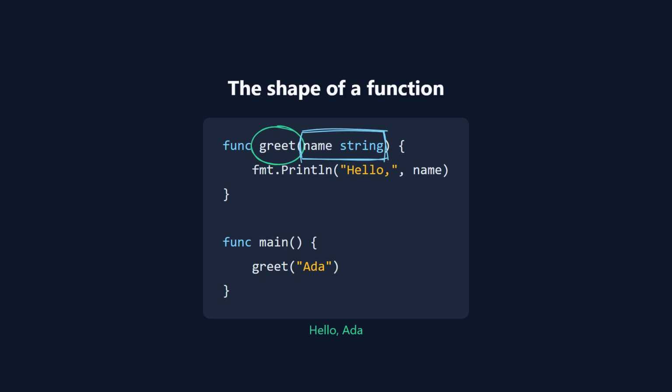Look hard at the parameter, name string. The type comes after the name, not before it. That is the same rule you saw with variables, and it holds everywhere in Go. Struct fields, results, all of it. The thing first, then its type. One more thing worth knowing. Functions can be declared in any order. Greet is above main here, but below would work just as well. Go has no forward declarations and does not care.